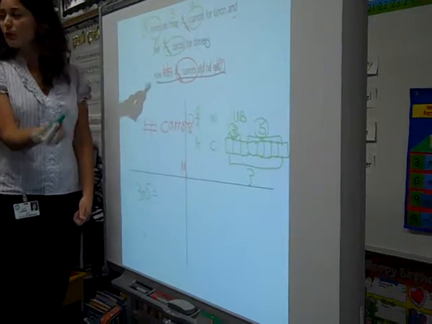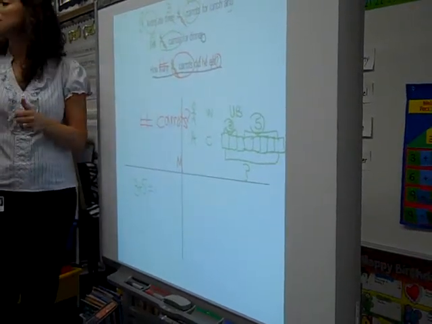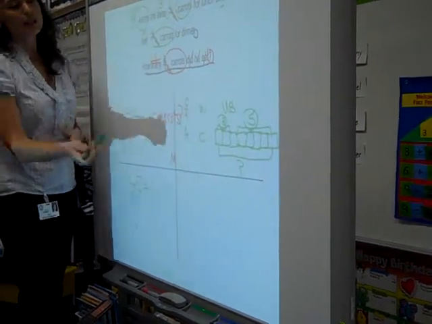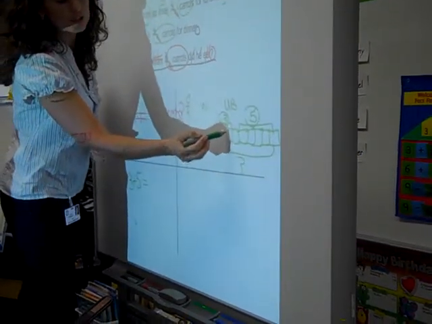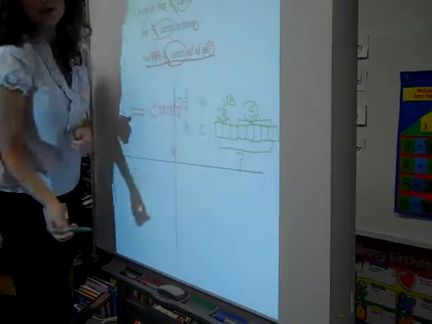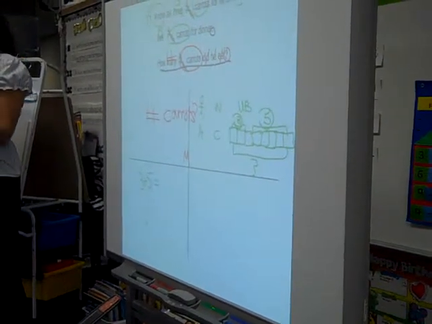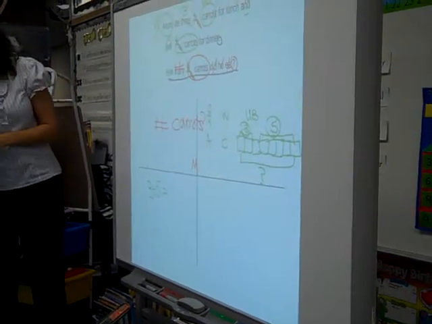Some of them like to count their boxes, and this is one of the reasons why we make sure they go back and check to make sure they drew 3 and 5. Because a lot of them will like to go back and count 1, 2, 3, 4, 5, 6, 7, 8 to find their sum. Okay? Some will put 5 fingers on their hand and count on 3 more. Some will use a number line.